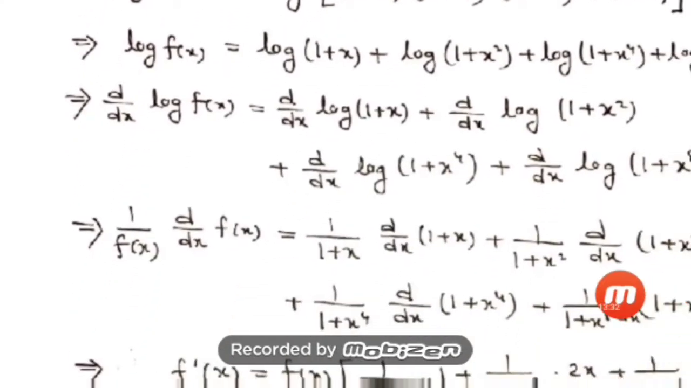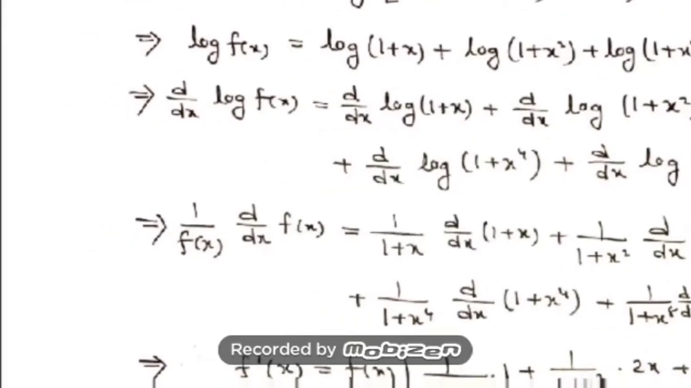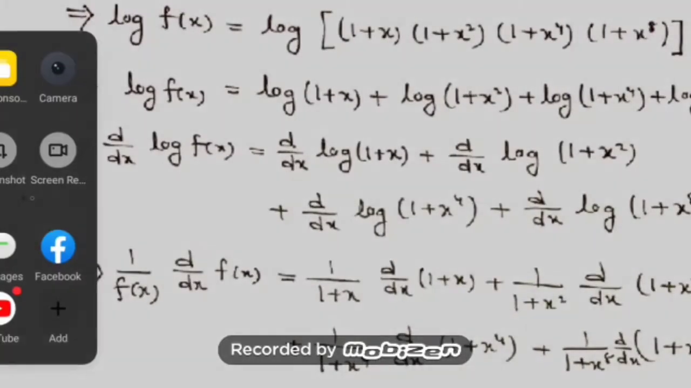Taking derivative on both sides, d/dx of log of f(x), d/dx of log of (1 plus x), d/dx of log of (1 plus x squared), d/dx of log of (1 plus x to the power 4), d/dx of log of (1 plus x to the power 8). And you see, f(x), if you think of it as x, the d/dx of log x formula can be used. Derivative of log x is 1 by x, so it will be 1 by f(x) times d/dx of f(x).